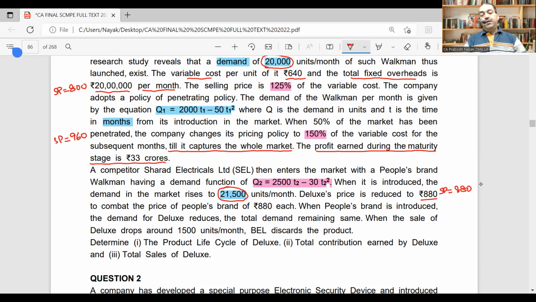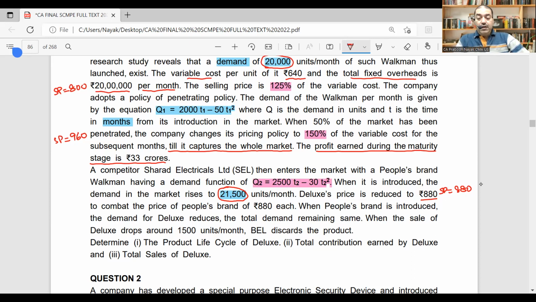How to solve? We'll have to prepare a statement showing the contribution that we are going to earn in each stage of the life cycle. And I've told you that there are different stages of life cycle: introduction stage, growth stage, maturity stage, and decline stage. So we have to identify which part will be the introduction stage, from where does the growth start, from where does the maturity start, and from where decline starts. Okay, so this is the thing that we have on hand.